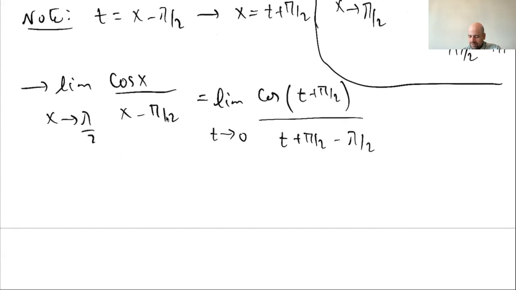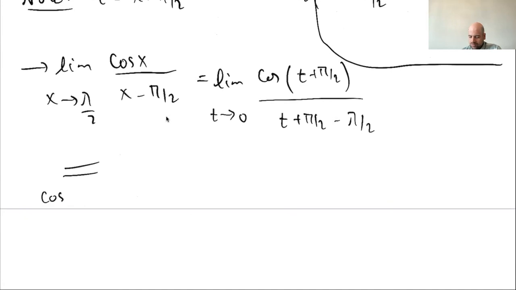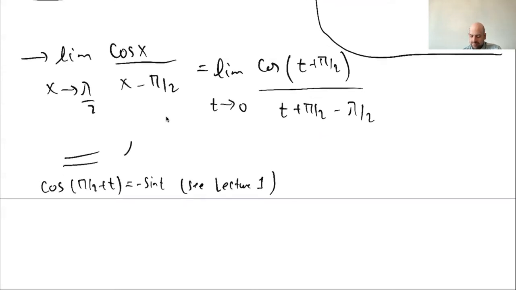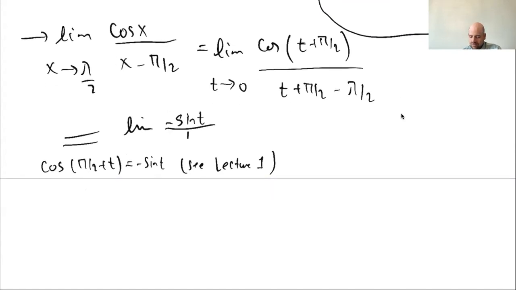Now cos of pi half plus t is how much? Cos of pi half plus t is minus sine t. See lecture 1. In lecture 1, I reminded you about these identities that you originally learned in pre-calculus. So this is minus sine t. So we can say this limit is limit of minus sine t divided by the denominator. What is the denominator? T plus pi half minus pi half is t. T approaches 0. Limit sine t over t as t approaches 0 is 1. So this limit is minus 1.